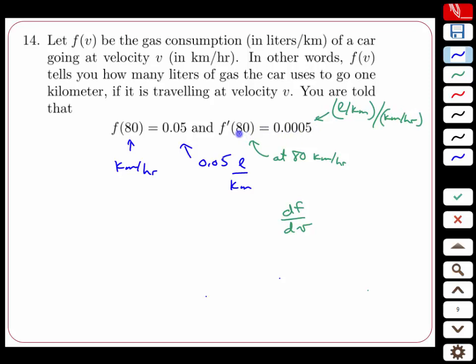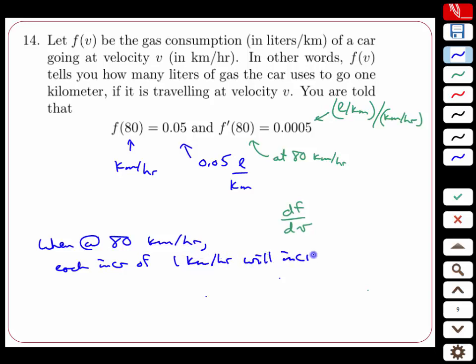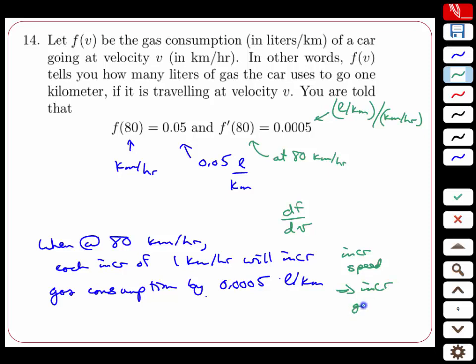This in words would translate to, when we're traveling at 80 kilometers an hour, each increase of 1 kilometer per hour will increase our gas consumption by 0.0005 liters per kilometer. In other words, increasing our speed will increase our consumption, which is not news for most folks.